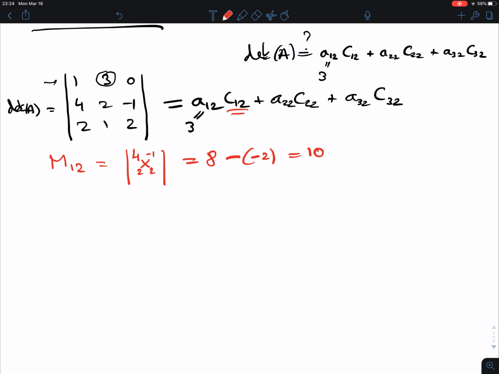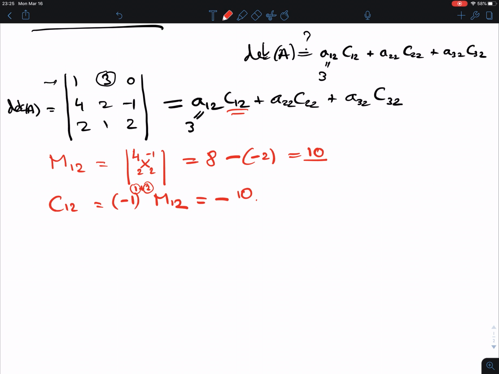Okay, but it is C12. So what is that then? Well, C12 is the same as M12, but there comes a sign here, and the sign is calculated in 2 different ways. You can either calculate it as the sum of the row and the column. So here we are in the first row and in the second column, so the whole thing is 3. 1 plus 2 is 3. And of course, if it's an odd power of minus 1, then you get minus. So C12 would be minus M12, which is minus 10.